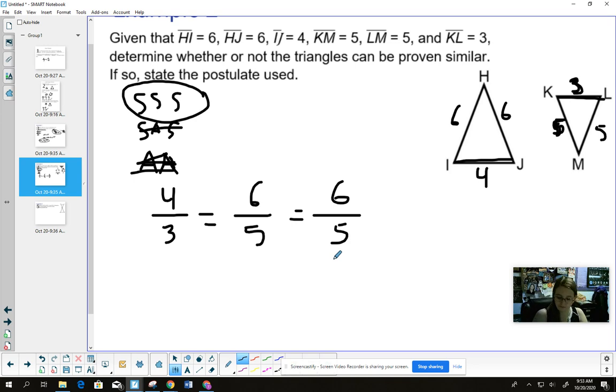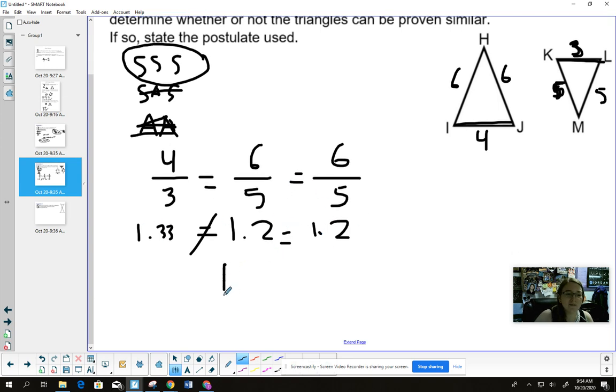Those correspond. So let's see, do we get the same numbers? 4 divided by 3 is 1.33. 6 divided by 5 is 1.2. This is not true, right? Those are not all the same number. So what this means is no, they are not similar.